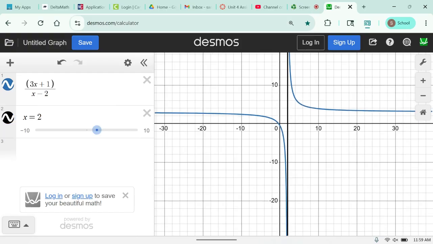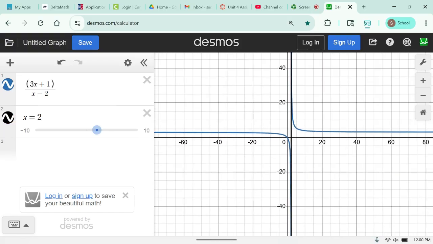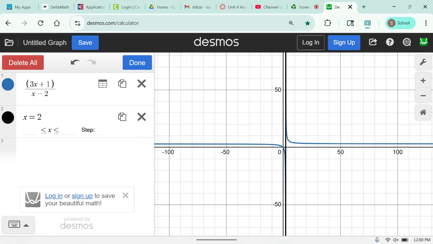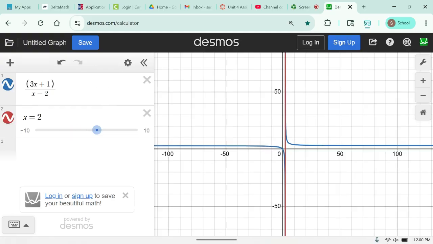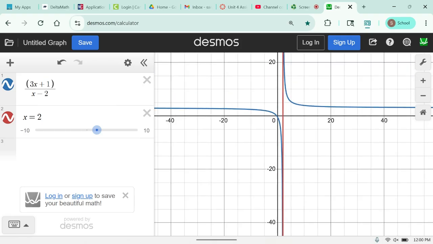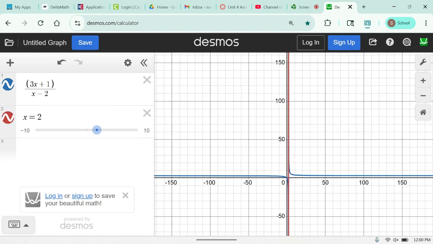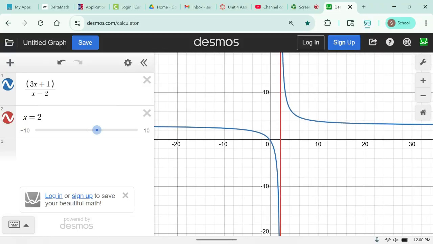Now look at what the graph itself is doing. If I zoom out on the graph, what's happening? That vertical line is x equals 2. Does our blue graph ever cross that line? What do you guys think? It's an asymptote. Good. So x equals 2 becomes what we call a vertical asymptote.